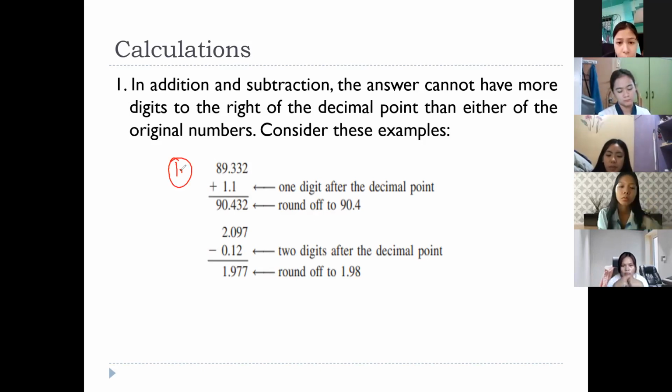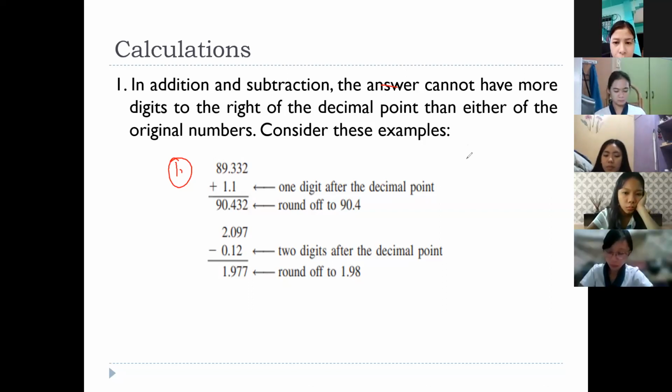89.332 plus 1.1. This is addition. This rule is coming from the book. To make it simpler, the rule is that the final answer should have the least number of decimal places in the given. So tanawon nato ang given, i-count nato ang decimal places, and ang atuang final answer i-round off nato following the least decimal places sa any of the given.